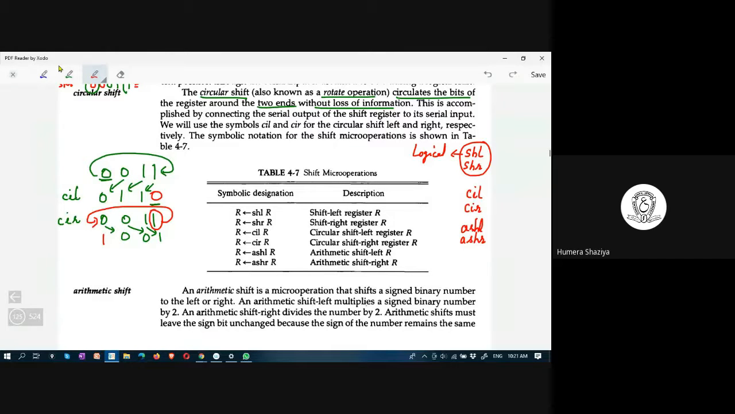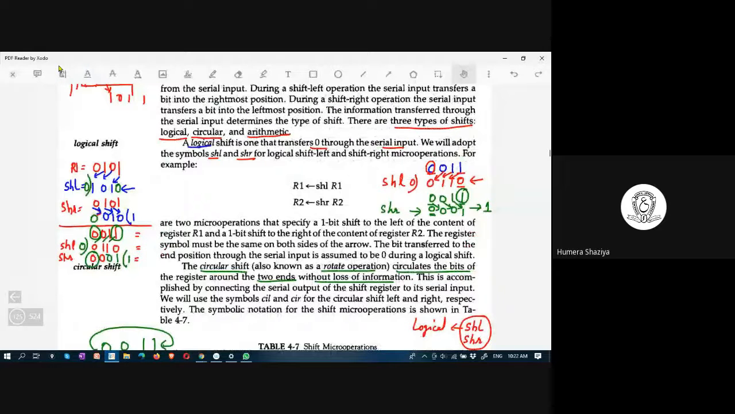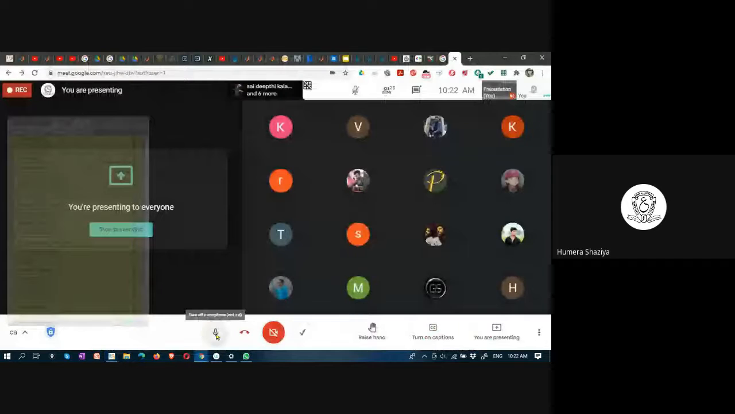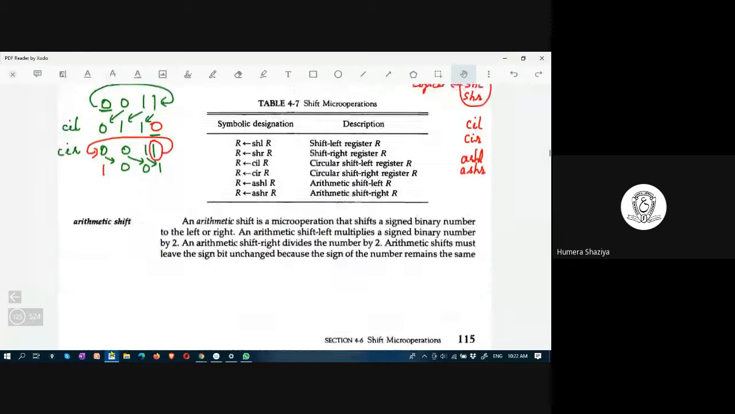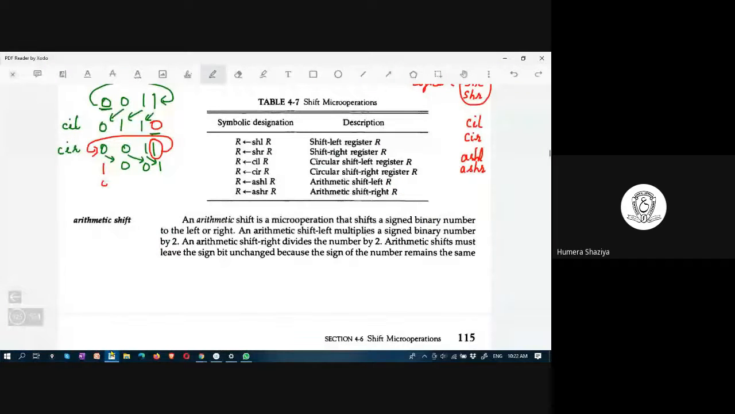Do you understand this, students? Yes, ma'am. Okay. Take one example and tell me. Let us take another example. Take this number 0101 and tell me about CIL and CIR.